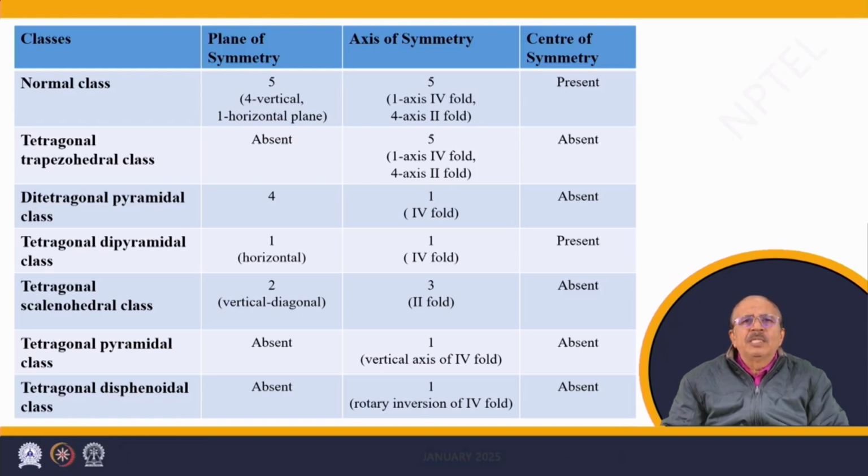Tetragonal dipyramidal class the plane of symmetry 1, that is horizontal, axis of symmetry 1 or 4-fold and the center of symmetry present. Tetragonal scalenohedral class the plane of symmetry 2, whereas the axis of symmetry 3 and the center of symmetry absent. Tetragonal pyramidal class the plane of symmetry absent, axis of symmetry 1 and the center of symmetry absent. The tetragonal dysphenoidal class the plane of symmetry absent, the axis of symmetry 1 and the center of symmetry. So this is the details about the planes of symmetry, axis of symmetry and center of symmetry.